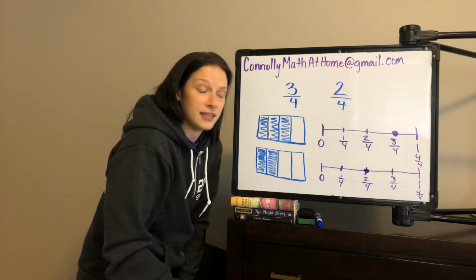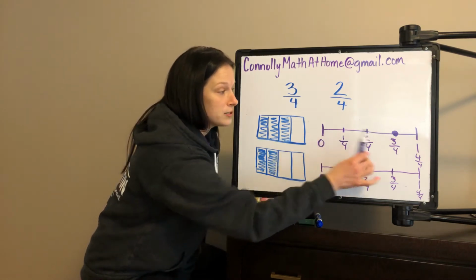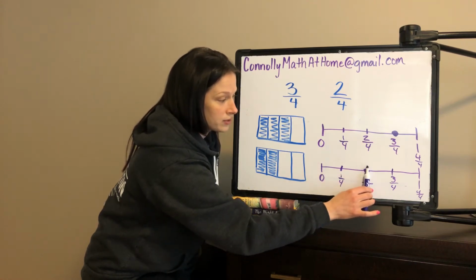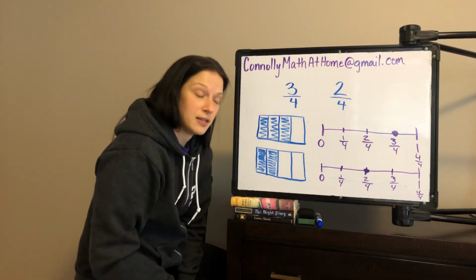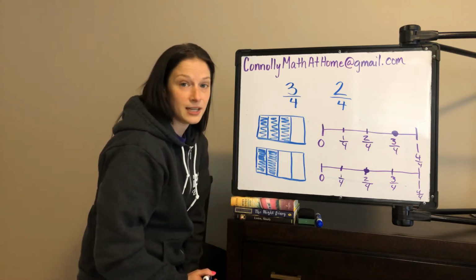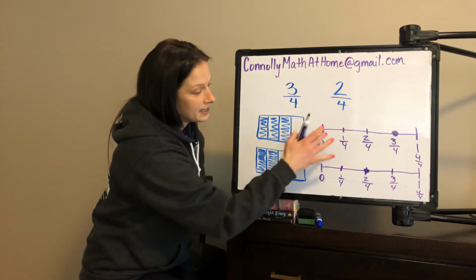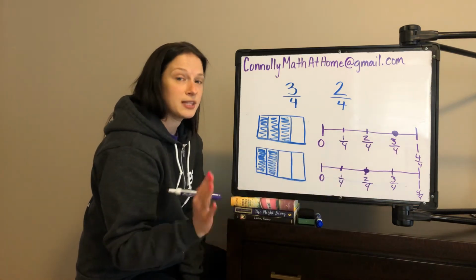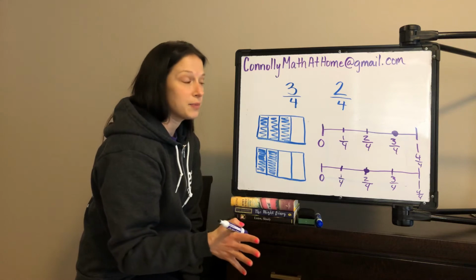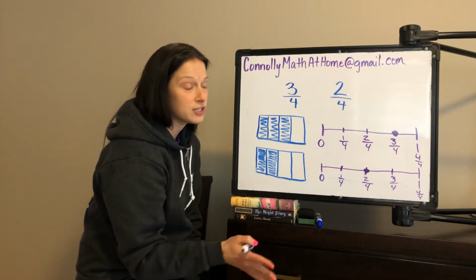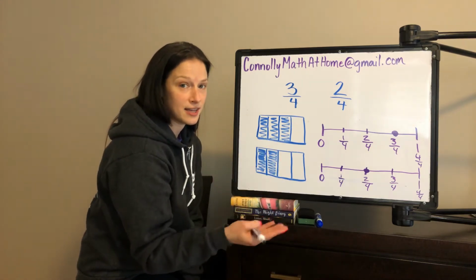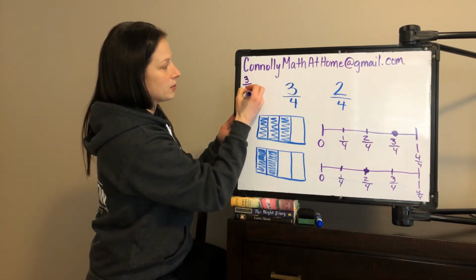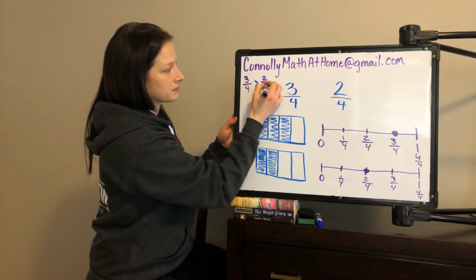We can clearly see that the distance from 0 to 3/4 is further than the distance from 0 to 2/4. So, two things that we did. We represented on the area model. That's one way we can compare fractions. And the other way we can compare fractions is on the number line, making sure that we pay attention to the same size whole. If you're making a comparison, you have to draw the same size whole first, then represent both fractions, and then see which one is greater. So 3/4 is greater than 2/4.